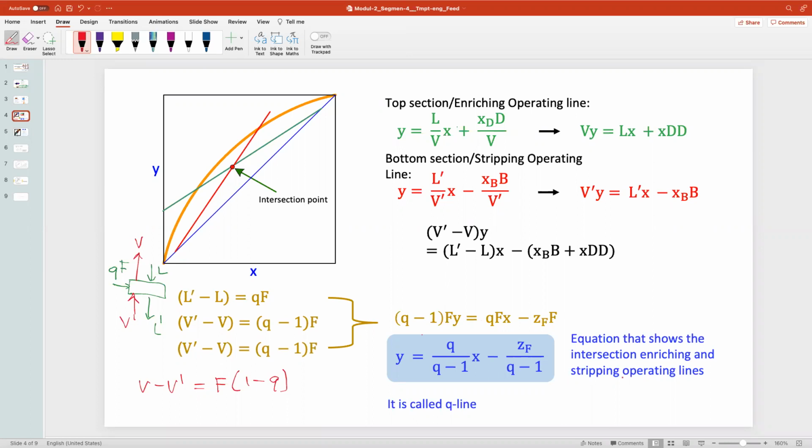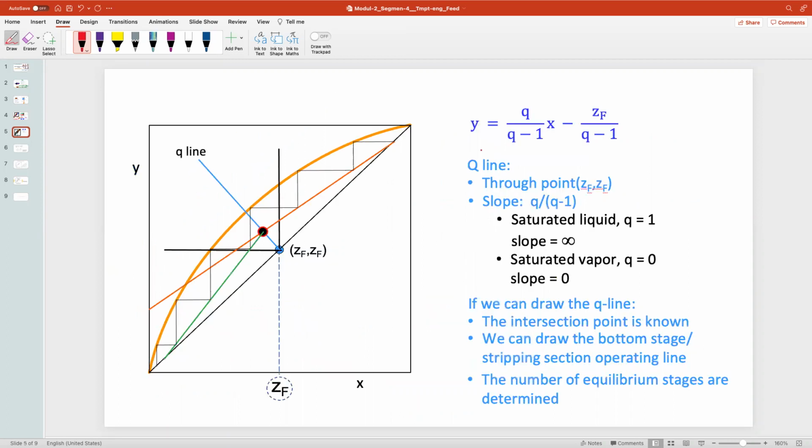This tells you, because you combine them, between the feed. This one you combine with this one, and that becomes this one. So this is equation 1, this is equation 2. If you combine equation 1 and 2, that becomes this equation, and divide both sides by Q minus 1, that becomes this one. This is called the Q line. So what is the Q line?